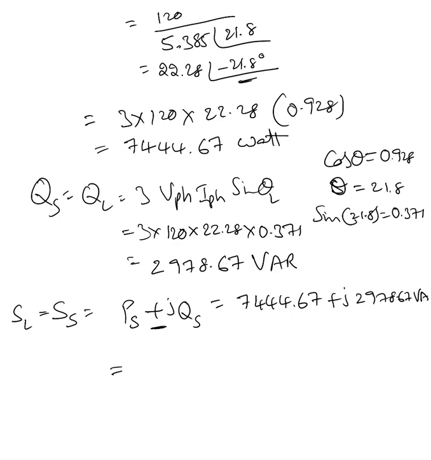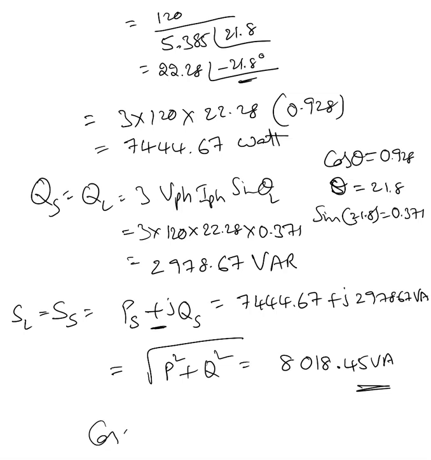If you want to put it as an apparent power, it's the square root of P squared plus Q squared. That value is 8018.45 volt ampere. That's the S value. Cos theta, usually we always do R over Z, but you can do it by using P over S also. That's another formula to find cos theta.